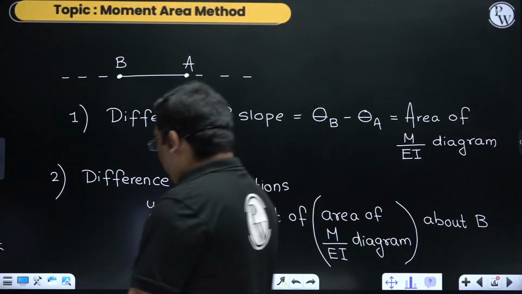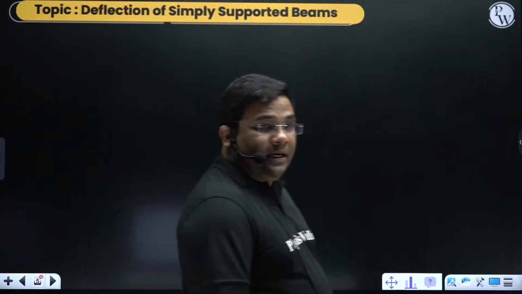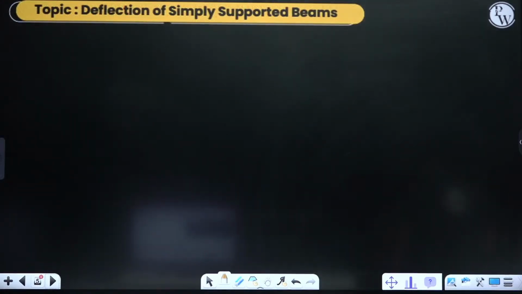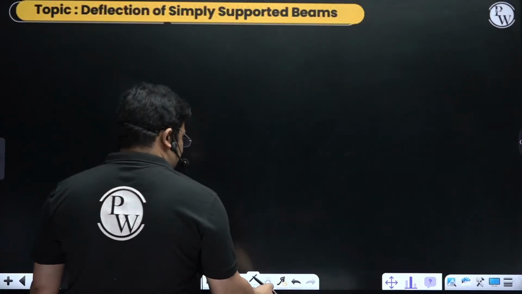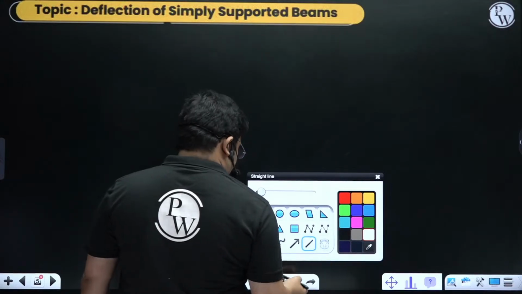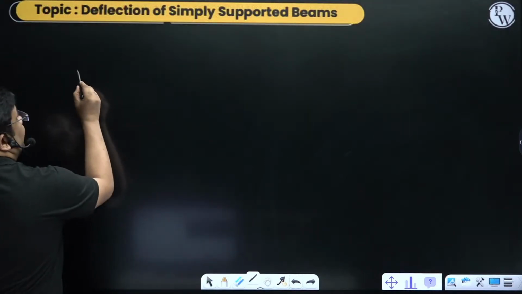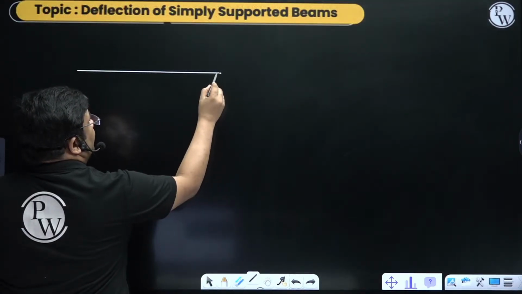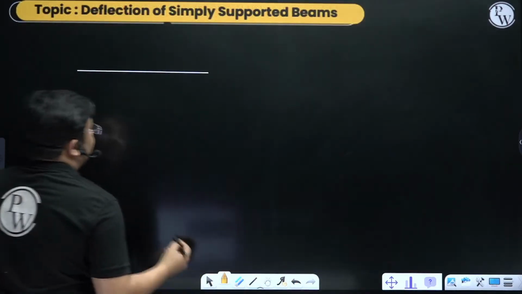So let us apply this to some standard cases of simply supported beams, and from there we can find the deflection equations also. We have to remember the equations. But in case you forget in the examination, then what can you do? You can derive them and find the expression.